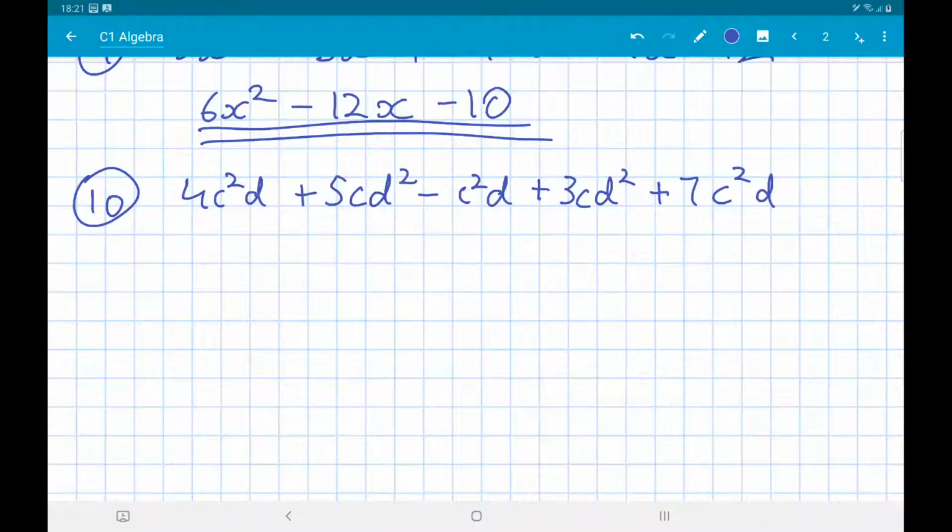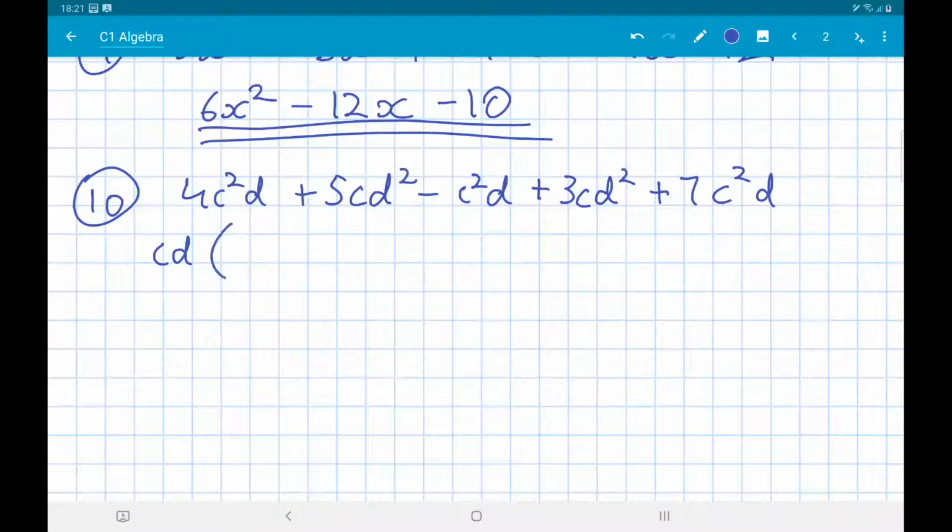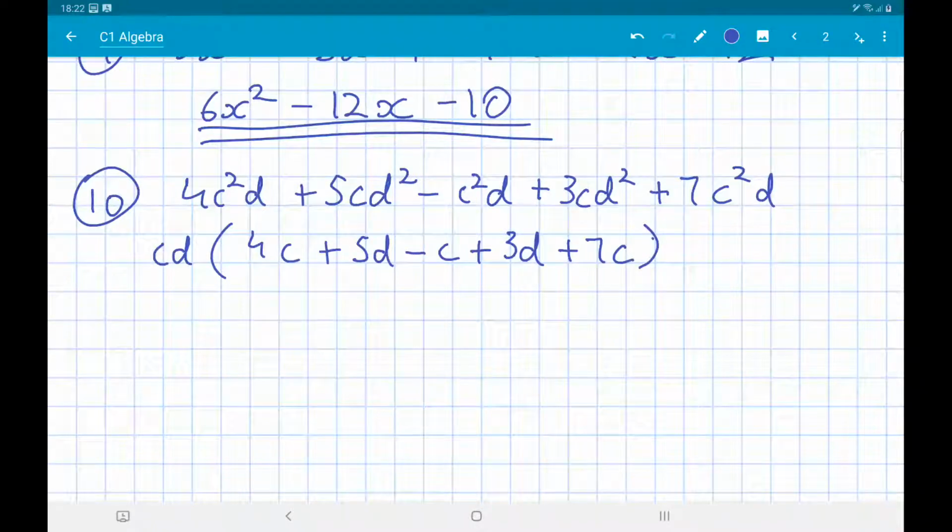Okay, so we're going to take out c and d all over again. So you just put c and d on the side. Amazing. And we're left with 4c plus 5d minus c plus 3d plus 7c. Close the brackets and put it in the next one. So we have c over there, d over there, c over there as well. So you have 7 minus 1, 6 plus 4, 10c.